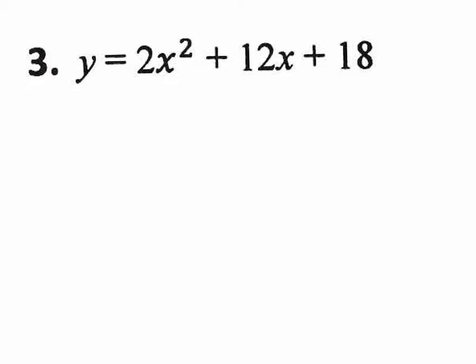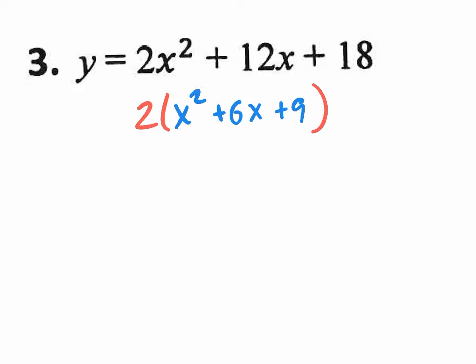Like this one, if you want to try a different method, you could pull out a 2 and see what happens. See if that does anything. Inside you'd have x squared plus 6x plus 9. And actually this works out great because inside you have a perfect square quadratic trinomial.